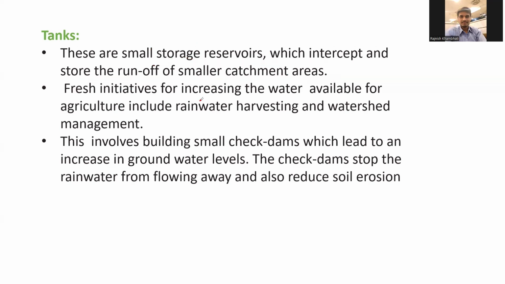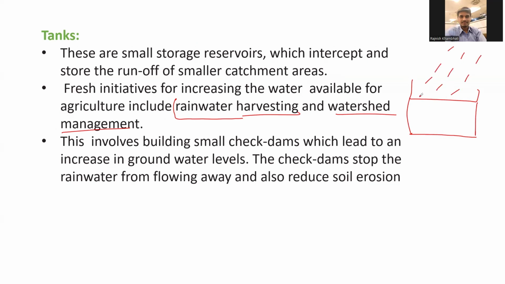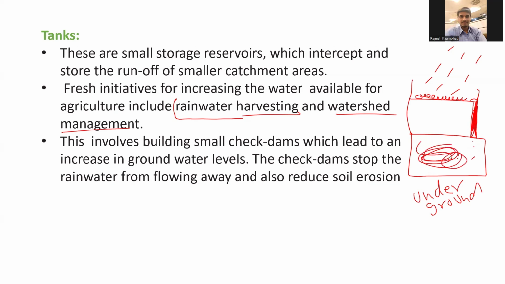Fresh initiatives for increasing the water availability for agriculture include, now, which are the ways you can bring water into your tanks? For example, rainwater harvesting is one method, and second is the watershed management system. Maybe you have heard about rainwater harvesting. If this is a home, when rain comes, the rainwater will gather on the upper floor. With the help of a pipe, water will come down. Downside, there will be big tanks, which is called an underground tank, where water is stored. This tank will be full of water, and you can utilize this water at any time.